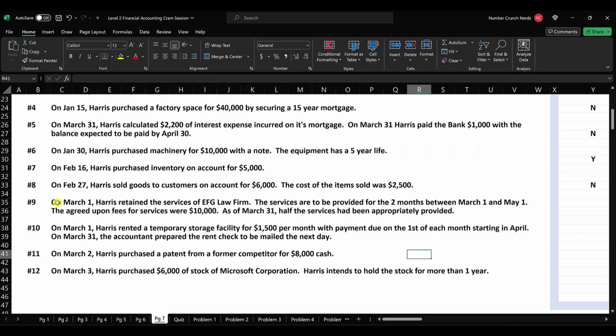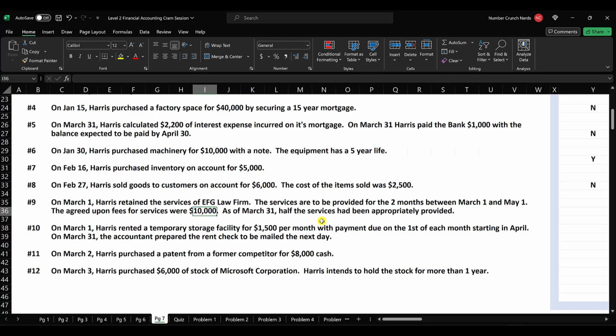So, on March 1st, they retain the services. Is there any entry there? No entry, because we already talked about when you enter some kind of contract or arrangement to provide services or to receive services or to do anything, when you actually sign the contract or enter the agreement, nothing has actually happened. There's no accounting event happening right there. So there's no entry on March 1st. On March 31st, half the services have been provided. The contract is for 2 months between March 1st and May 1st. Okay, so March 31st is halfway there, half the services.